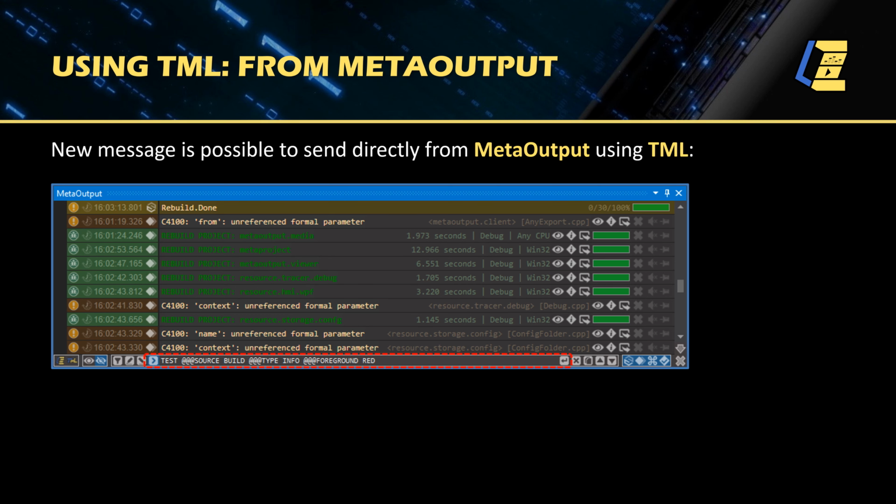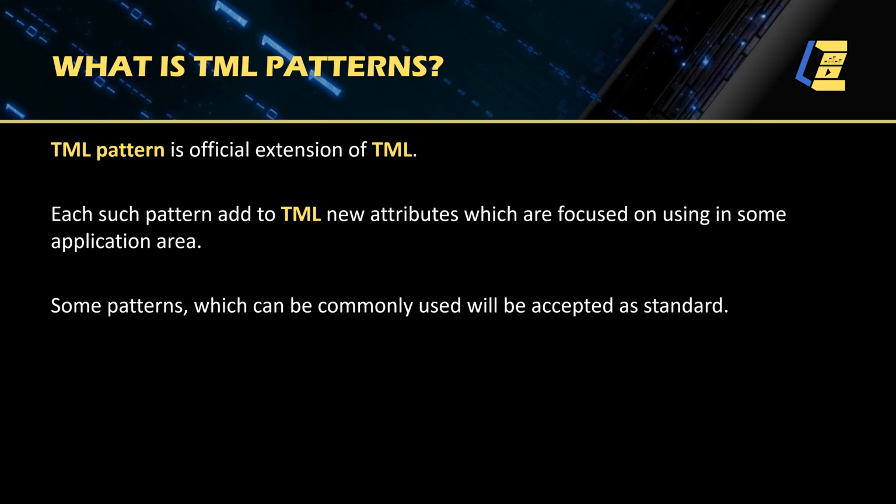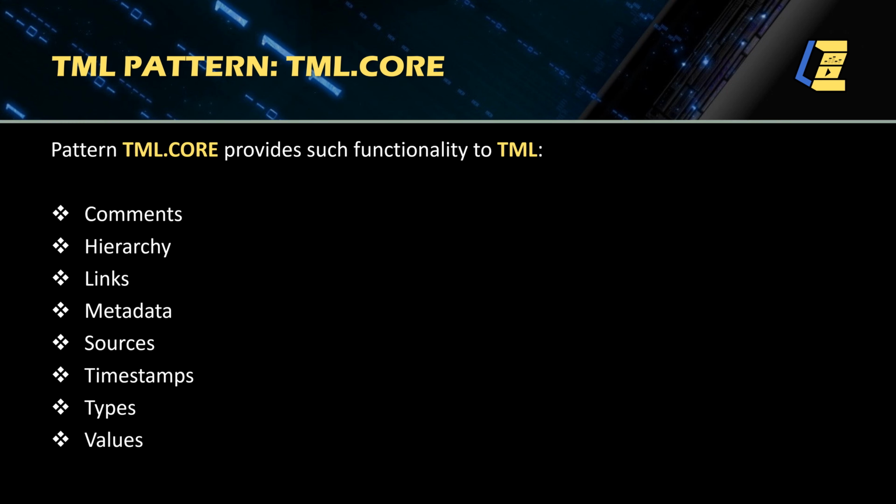What is TML patterns? TML pattern is official extension of TML. Each such pattern adds to TML new attributes which are focused on using in some application area. Some patterns, which can be commonly used, will be accepted as standard. TML pattern. TML.core. Pattern TML.core provides such functionality to TML: comments, hierarchy, links, metadata, sources, timestamps, types, values.